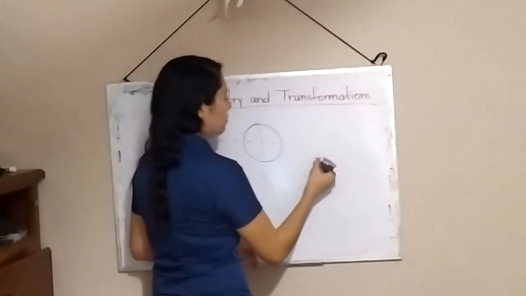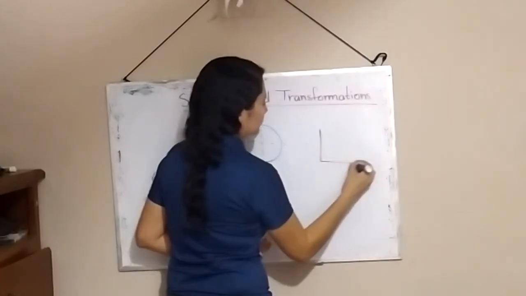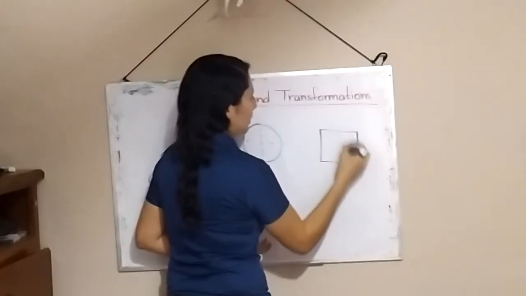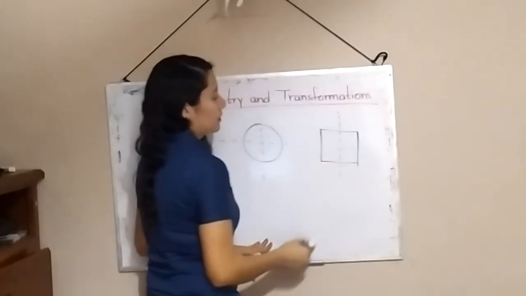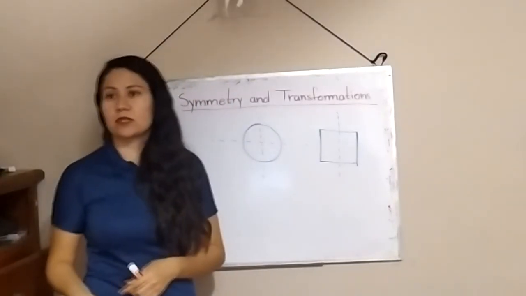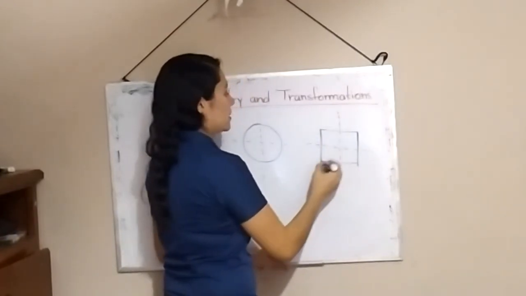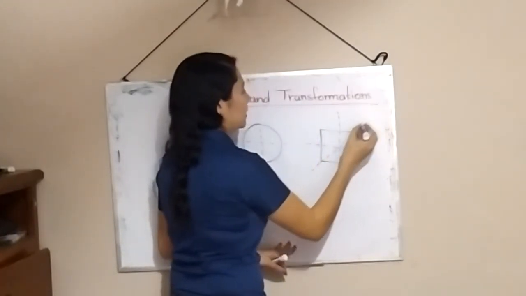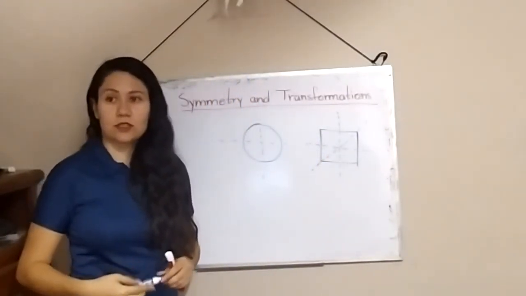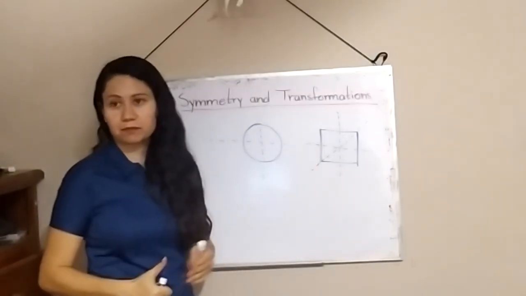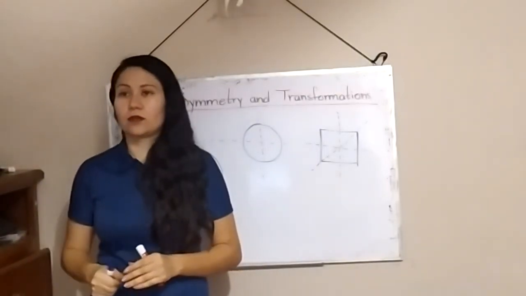We can also do a square. If we trace a line here, the square is the same on both sides. We can also trace a line here, and it's going to be the same. We can trace a line diagonally, and it's also a line of symmetry.